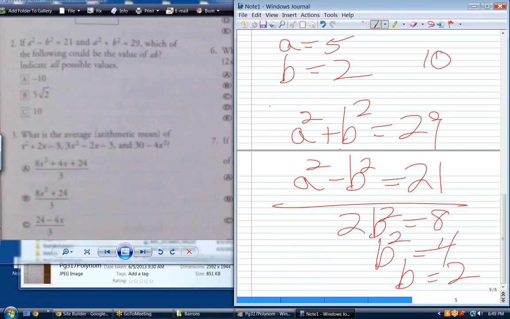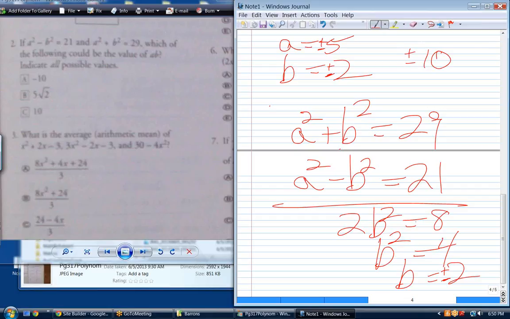I didn't quite do it right because I didn't allow for the plus or minus. b actually came out to be plus or minus 2, and a actually came out to be plus or minus 5. And that's going to be critical here because they say indicate all possible values of a times b. Well, that could be plus or minus 10. So it's A and C.